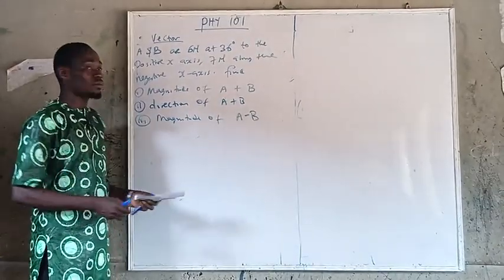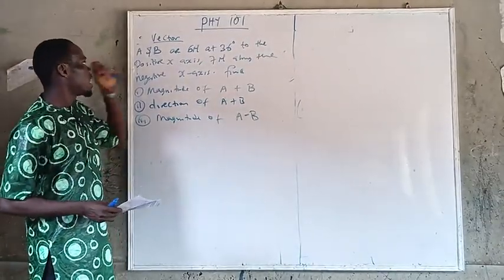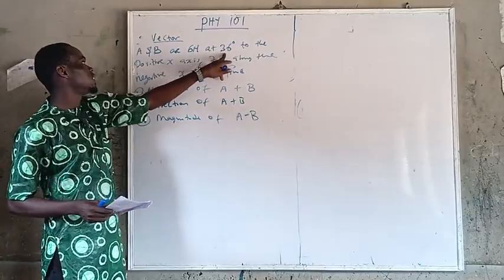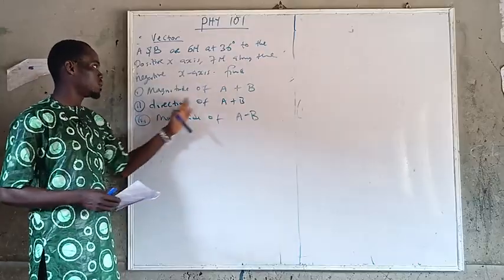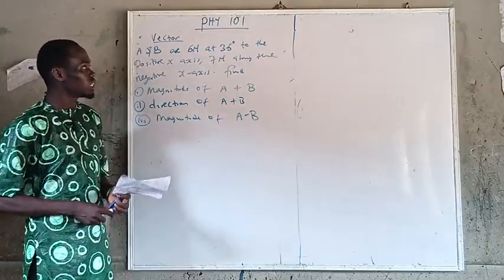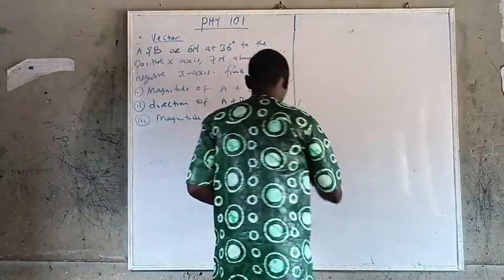Now see this vector question. A and B are 6 Newton at 36 degrees to the positive x-axis, and 7 Newton along the negative x-axis. Find the magnitude of A plus B. Before I go into this, let me briefly explain vector analysis.